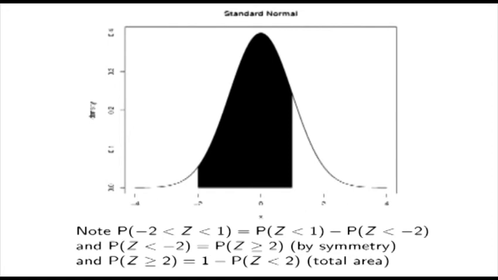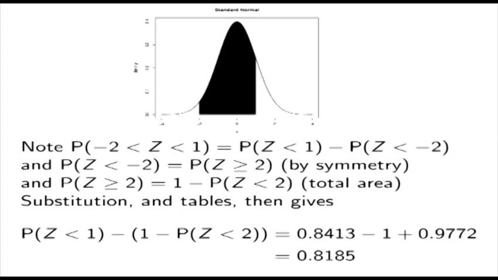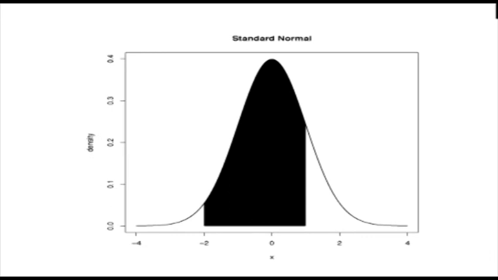This probability of interest, Z less than 1 minus probability Z less than minus 2. So the probability Z less than 1 minus, and then we're substituting 1 minus the probability Z less than 2 in here. So then we use tables to find out the components. So probability Z less than 1 is 0.8413 minus 1 minus, so plus the probability Z less than 2. So again, these two numbers come directly from the tables, and then we add them all together, we get 0.8185. And looking back at our original picture, that's a number we can believe.